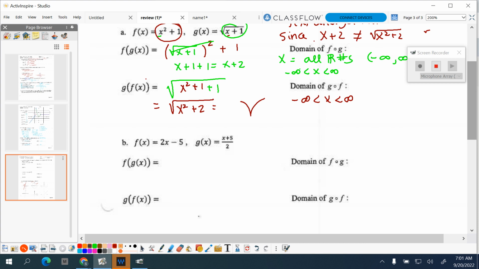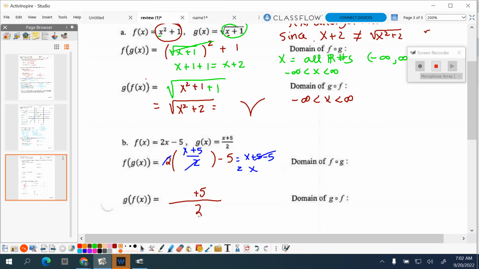So B, the last one, we're just inserting x plus 5 in the 2x minus 5. Okay, so 2, and inside we can write our g. Over here we have down here we have plus 5 over 2. So what does this look like? So let's do g first. We have x plus 5 over 2. 2's cancel. I get x plus 5 minus 5. This is looking good. I get x here.